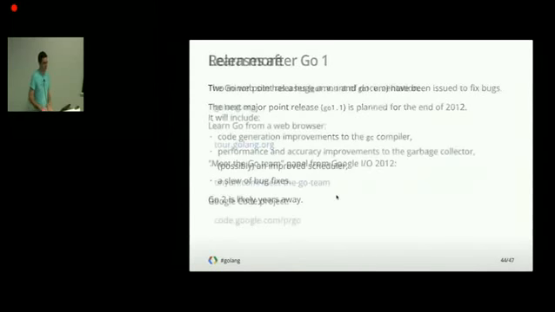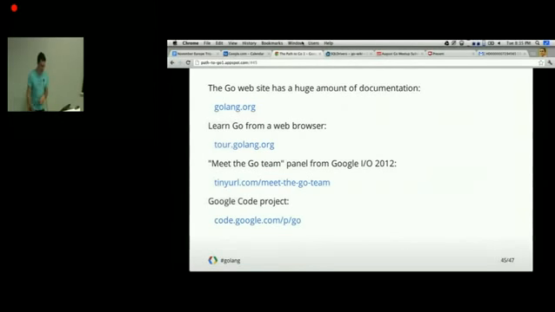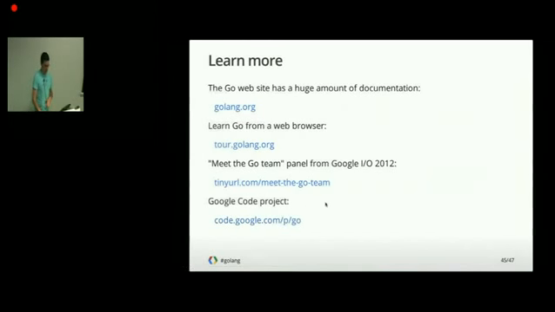And so, if you want to learn more about Go, golang.org should have everything you need, one would hope. And if you want to know more about the Go project and motivations and philosophy, I highly recommend you check out this Meet the Go team video from Google I/O, which was, I think, a pretty interesting discussion. And we had Ken there, which was great to have him speaking on record about the project.